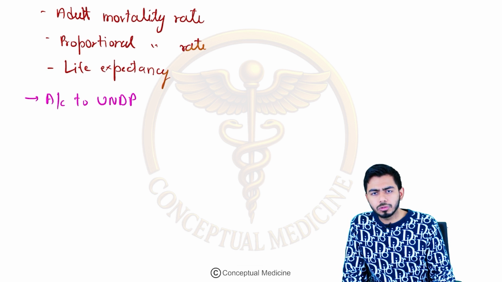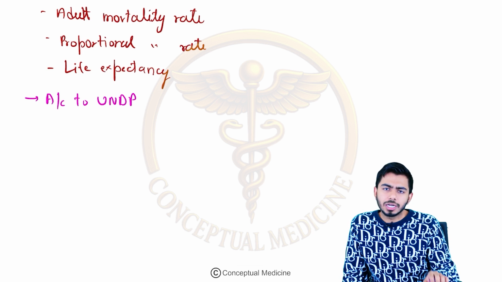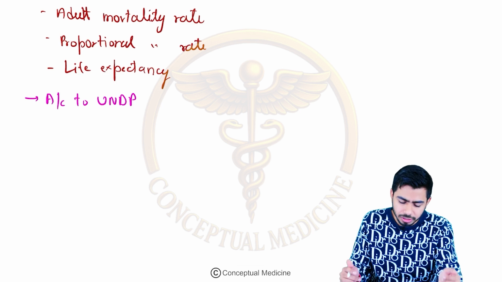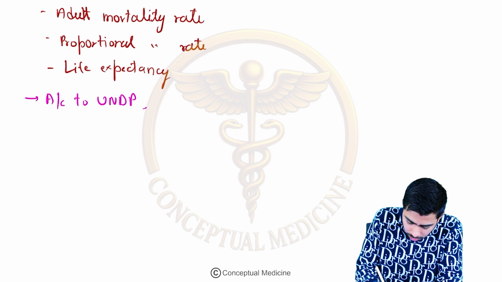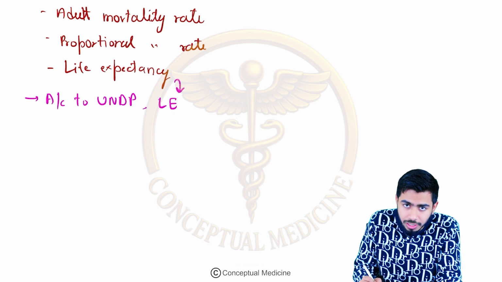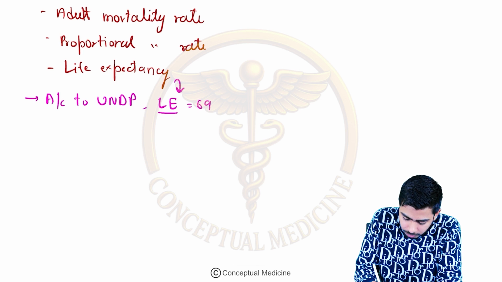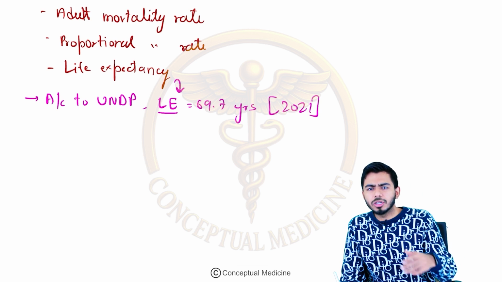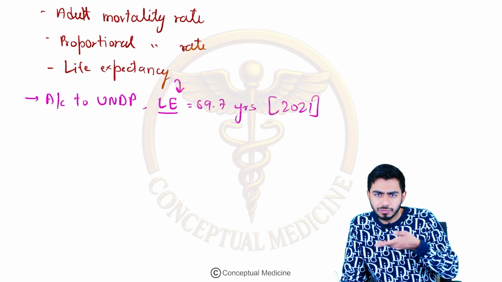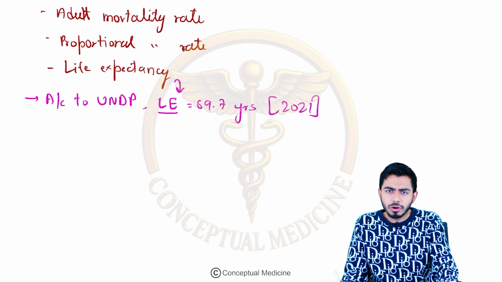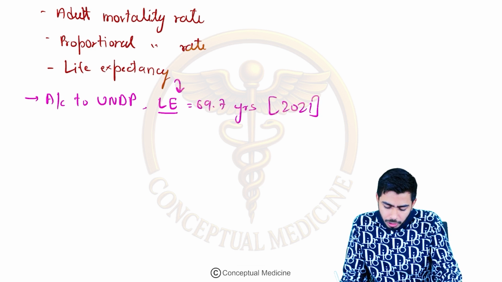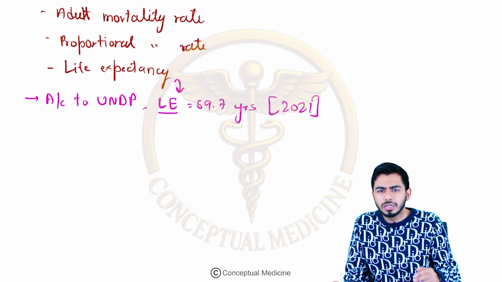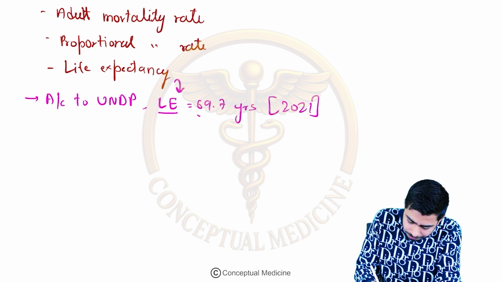So this is average data. The United Nations Development Program came up with the figure of 69.7 years. This is the average life expectancy for India. That can be asked in the questions, that's why I'm telling you. So life expectancy, LE, is 69.7 years, and I'm talking about 2021. For 2022, obviously it didn't come because we are in 2022 as per date if I'm recording this video. Now, if you talk about India, it is 69.7 years.